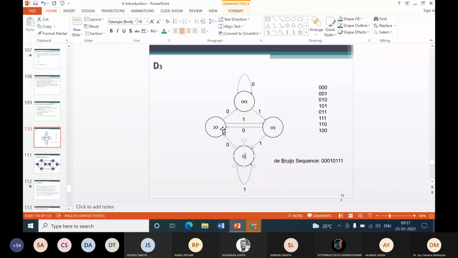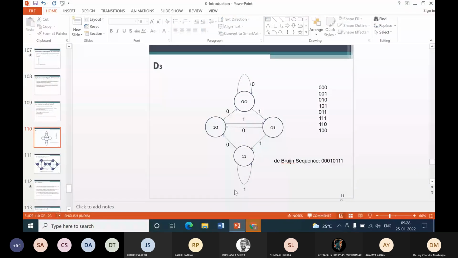Like 1 1 to 1 0. The last bit of B is 0, so 0 will be its label. Then 1 0 to 0 1, there is an edge, but since B is 0 1, the last bit is 1, so this will be 1. Similarly 0 1 to 1 0: its last bit is 1, the first bit of B is 1, so there is an edge between them. 1 0 is my B, so its last bit, that is 0, will be the label. So this is called D3, and this is called a De Bruijn graph.